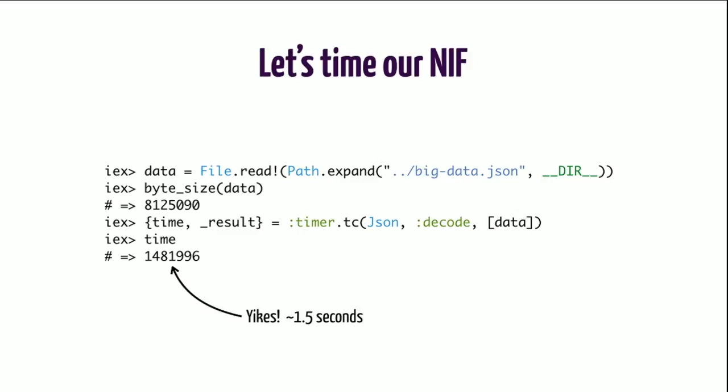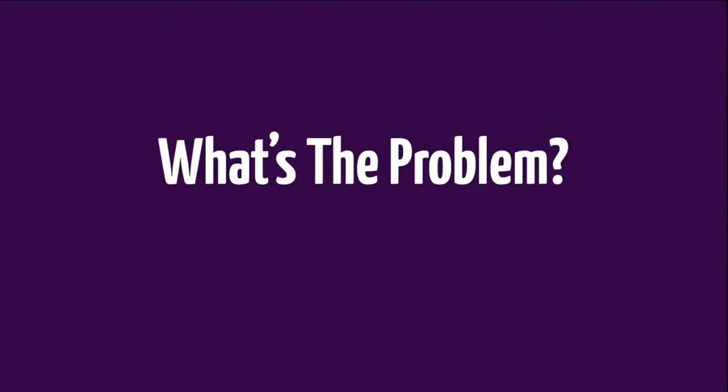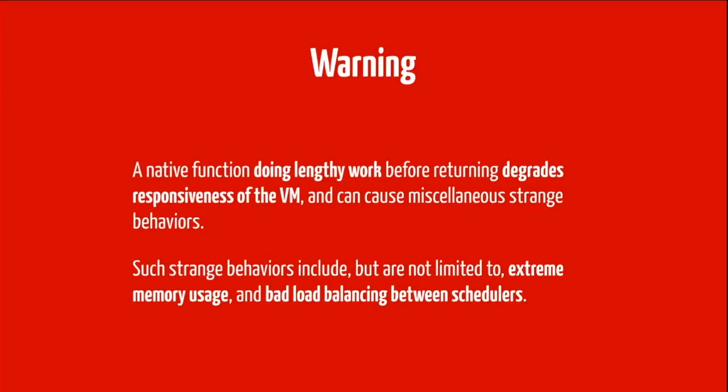So 1.5 seconds of CPU, blocking the CPU, blocking the scheduler in Erlang is a bad thing. But why is that? In order to really understand why that's bad, let's take a look at the warnings a little closer. A native function doing any lengthy work, it doesn't really specify how long that is, before returning, degrades the responsiveness of the VM, and it can cause miscellaneous strange behaviors. This is actually verbatim out of the docs. Such strange behaviors include, but are not limited to, extreme memory usage and bad load balancing between schedulers.